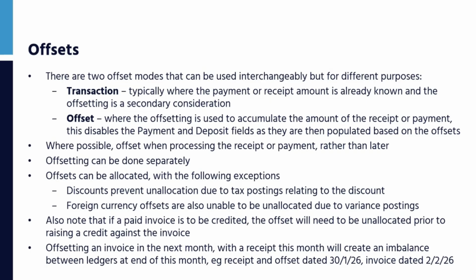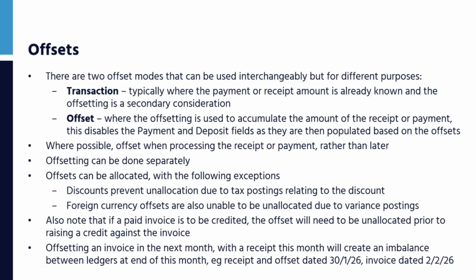And I do recommend, where at all possible, that the offsetting occurs while you're doing the receipt or payment. It gets a little bit messy if you're going to do your allocations after the fact. We do see a lot of customers where customer and supplier accounts will have a 0 balance, but there'll be a dozen transactions that haven't been offset against each other.